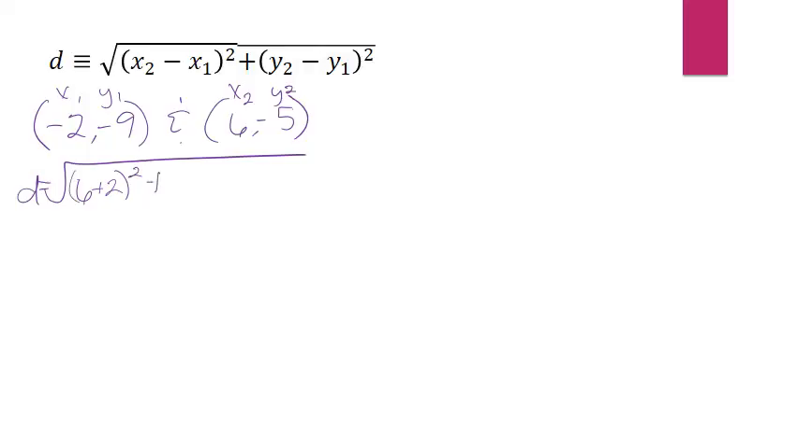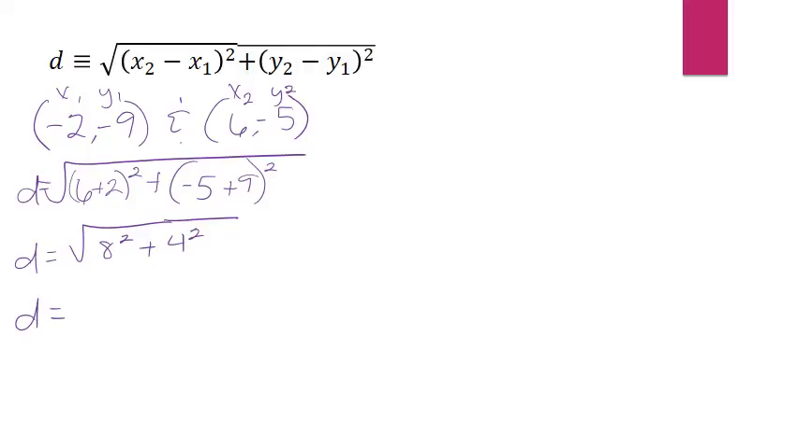squared, plus -5 minus -9, which causes it to be plus 9, squared. We can simplify this to be 8 squared plus -5 plus 9 is 4 squared.